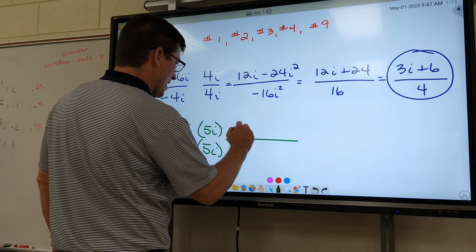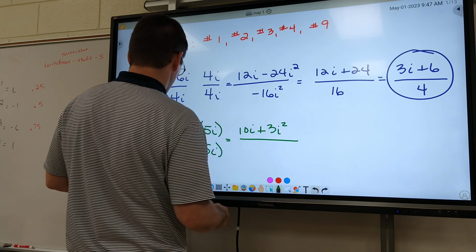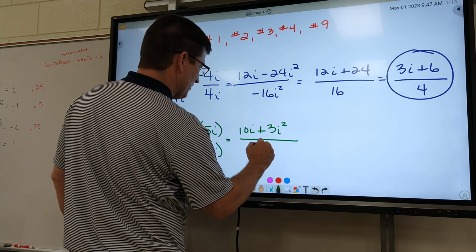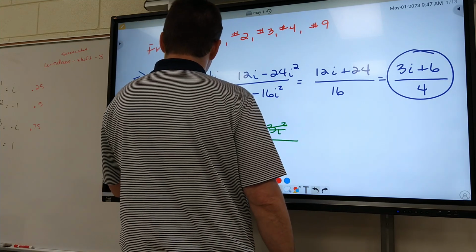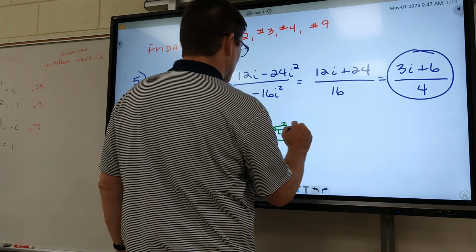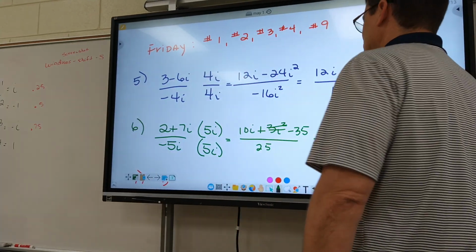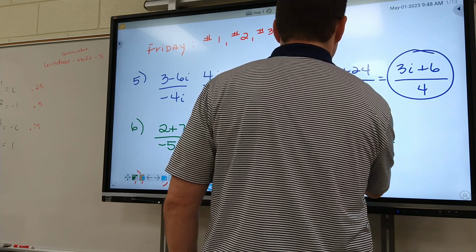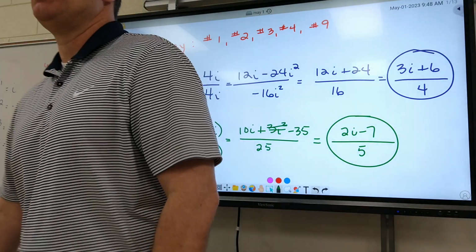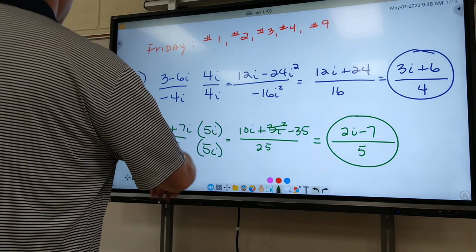So I got 10i plus 35i squared over negative 25i squared, which is 25. All right, so the top, that's plus 35i squared, which is a minus 35, right? So what can I divide each number by on this one? 5. So I got 2i minus 7 over 5. Check that for me. Good? All right, so we're good on 5 and 6.